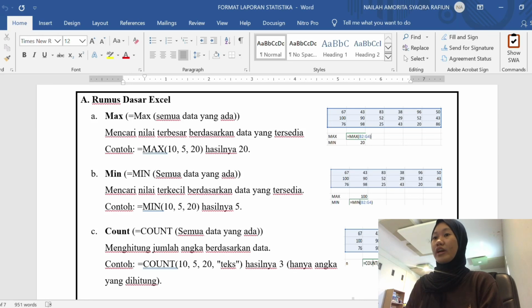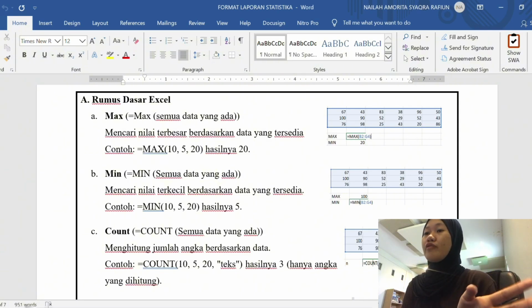Here I will explain the theory report and the result of the practicum report that I have made. Well, let's go straight to the explanation of the theory. Okay, in this report, the first material discussed is the basic Excel formulas.